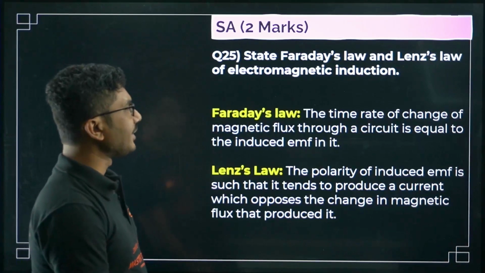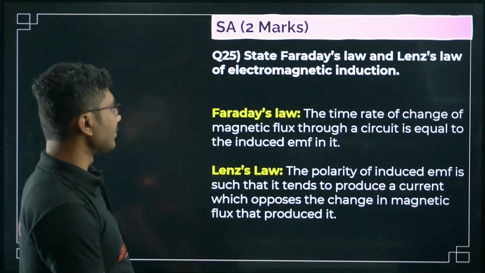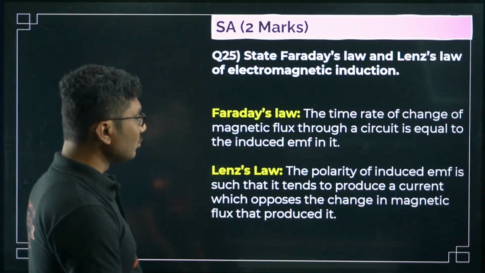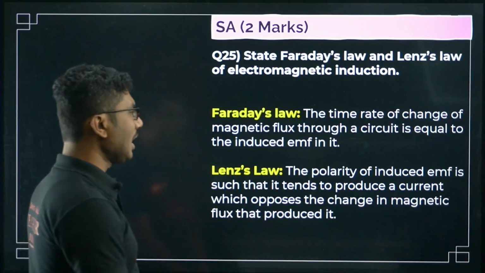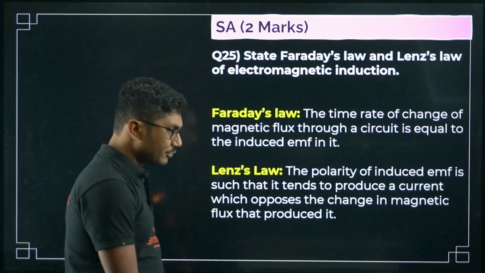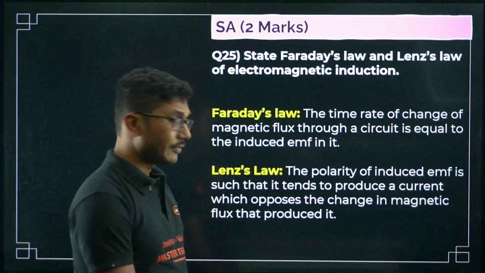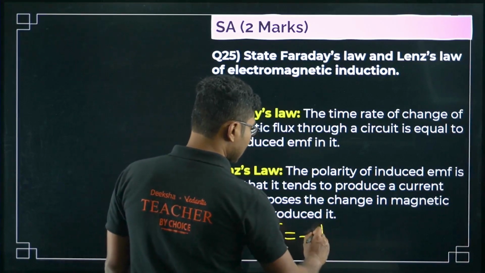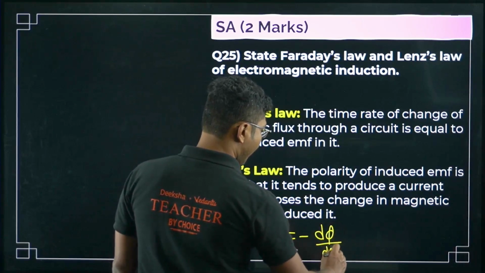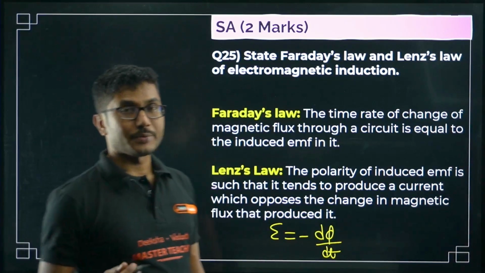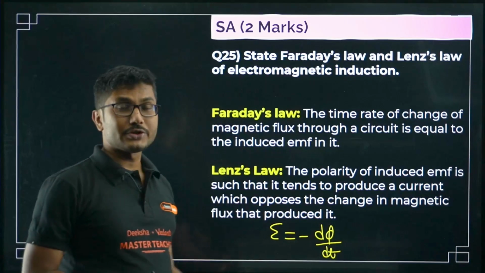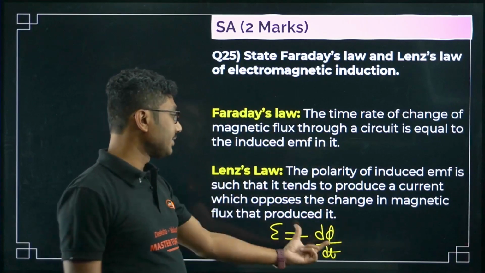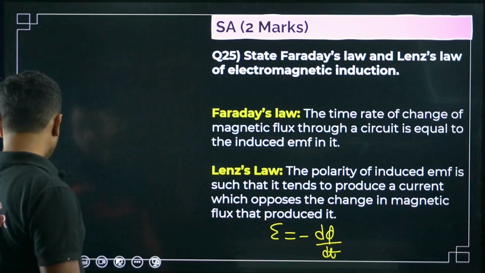Faraday's law: the time rate of change of magnetic flux through a circuit is equal to the induced EMF in it. Now Lenz's law: the polarity of the induced EMF is such that it tends to produce a current which opposes the change in the magnetic flux that produced it. If you combine them, we know that epsilon equals minus d phi by dt. The negative sign comes from Lenz's law, which says that it opposes, and Faraday's law says it is equal, which is why the equal sign is there, right? So both laws have their own purposes.